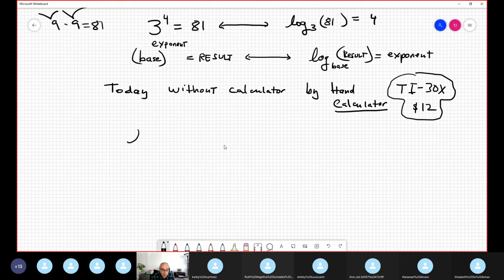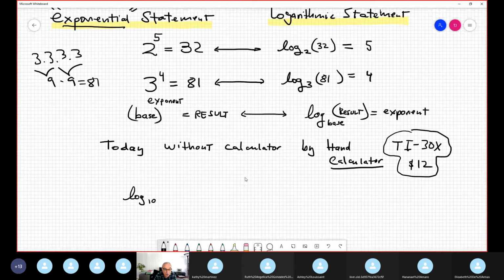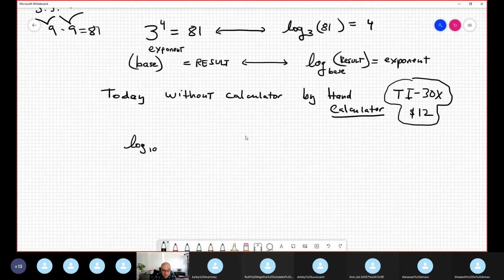Logarithm base 10. I use base 10 because base 10 is easy to understand. In the previous example, I used base 2 and base 3, but I use base 10 to discuss it with you. Log base 10 of 100, what does it equal? I have no idea without a calculator. I need help. What do you think? No idea, totally lost.